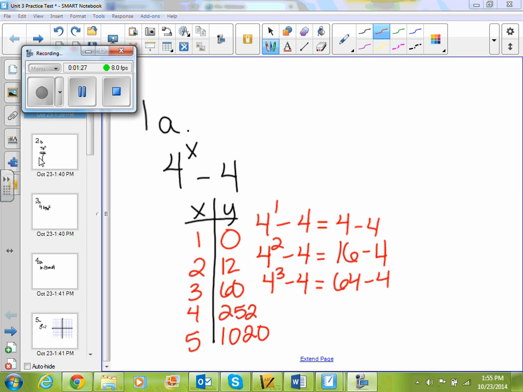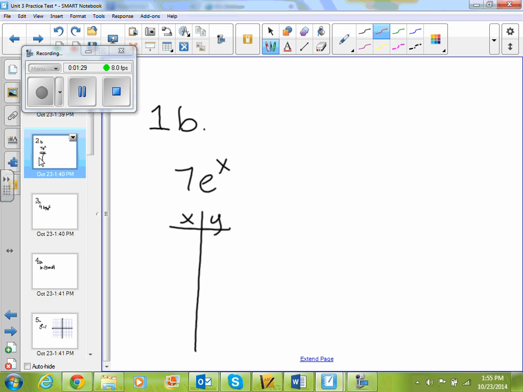If we look at 1B, we're going to do the same thing. We're going to make a table of values. So 1, 2, 3, 4, 5. If I plug in 1, I get 7e to the first. So if you plug that into your calculator, what do you get? Okay, so 19.028, rounded to 3 decimal places.